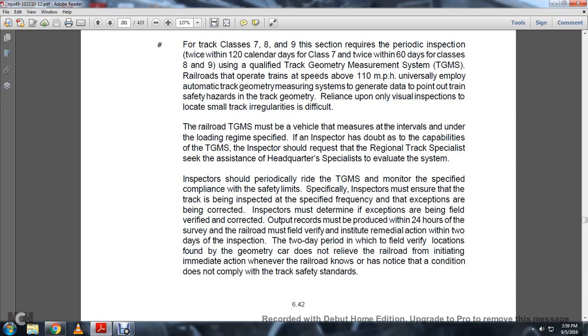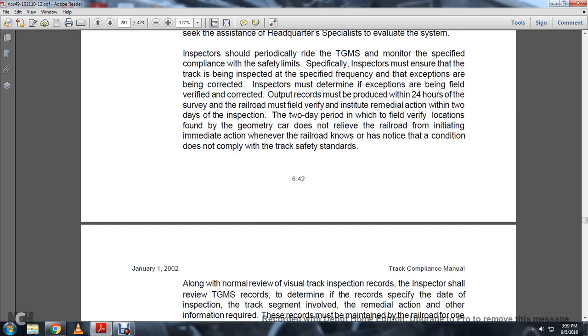Verify institute remedial action within 2 days for inspection. The 2-day period in which the field verification location of the geometry car does not relieve the railroad from initiating immediate action whenever the railroad knows and has notice that the condition does not comply with the track safety standards.